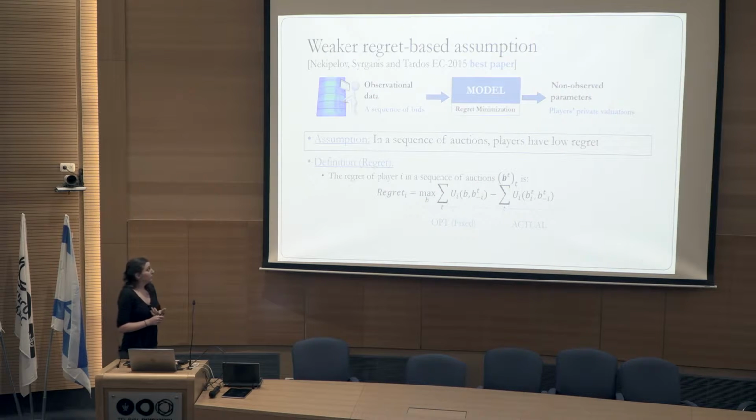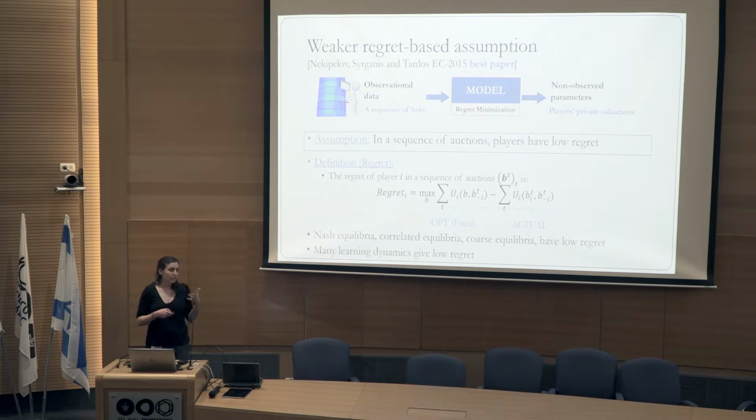And this is the definition. The regret of player i in a sequence of auctions that is given by a sequence of bid profiles b^t is just the gap between the best utility that the player could get by playing the best fixed bid through all these auctions and his actual utility, what the player actually got in these auctions by playing as he did, by playing b_i^t in every auction t.